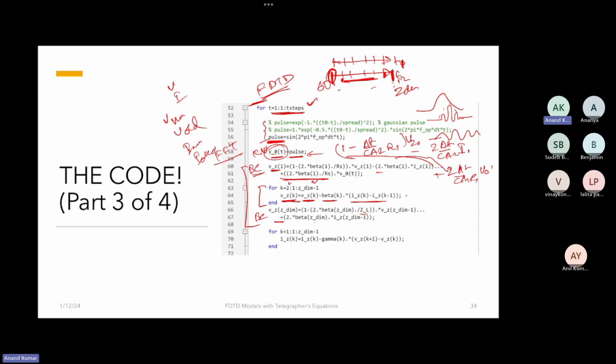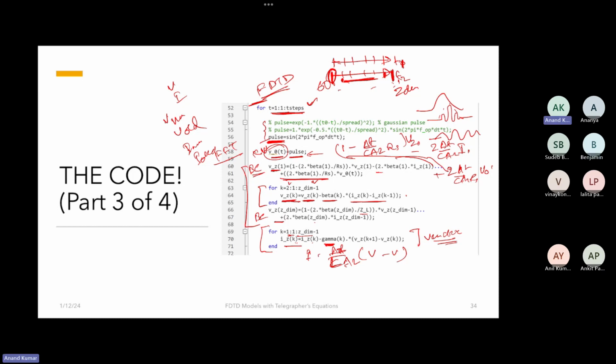So these are your voltage values, and once you have updated all the voltage values, you will just update your current values again using a loop. For each value, you can also vectorize this if you know a bit or two about MATLAB or Python, but I find it simpler to write the loops. So gamma is your coefficient, delta t by L delta z, in terms of the older V values and the current values. So this is how you update the current values.